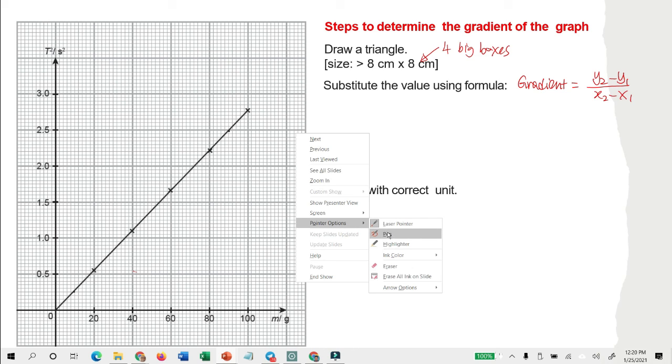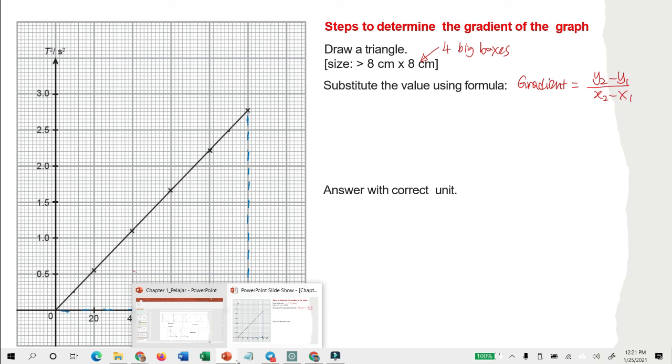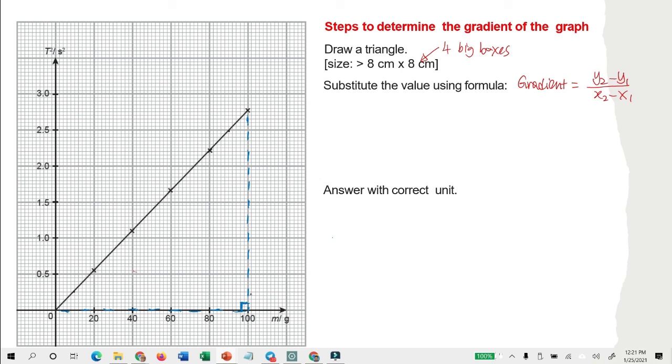So first let's construct. Actually you have to use a ruler. Take the ruler, draw a vertical line and then a horizontal line. Mark 90 degrees to show your right angle triangle, especially when you are using a pencil to draw the graph.